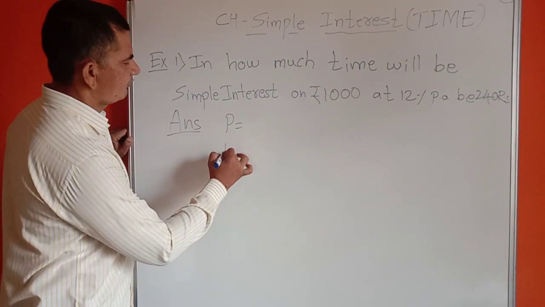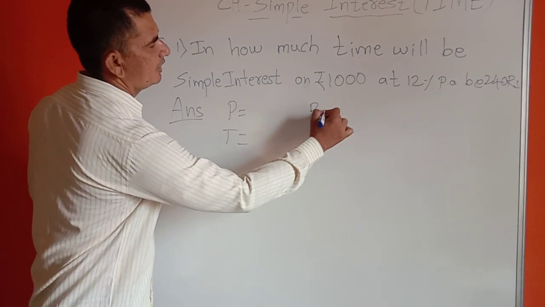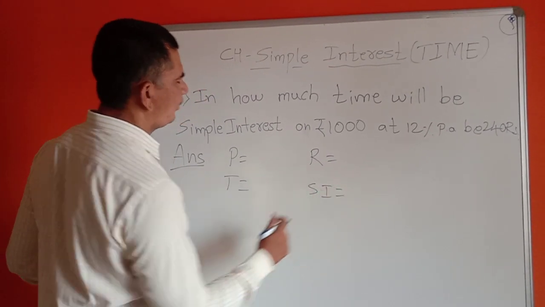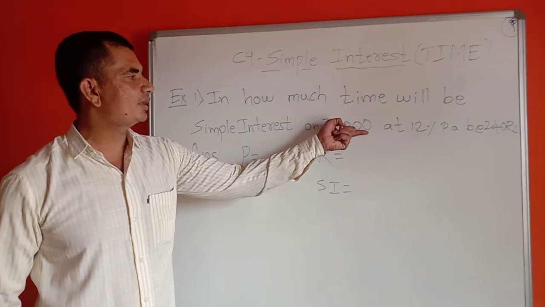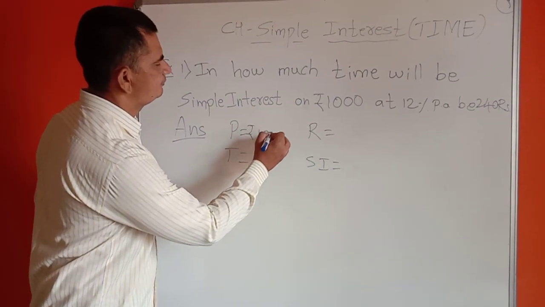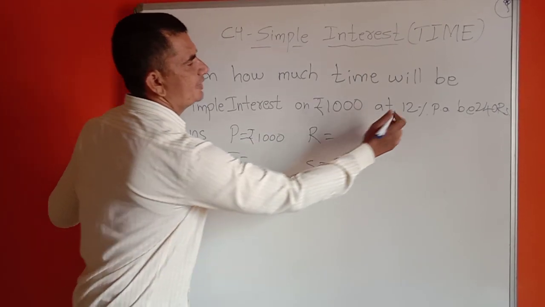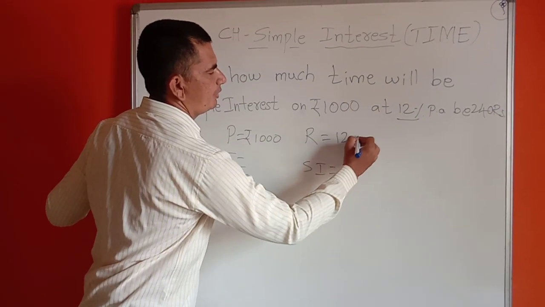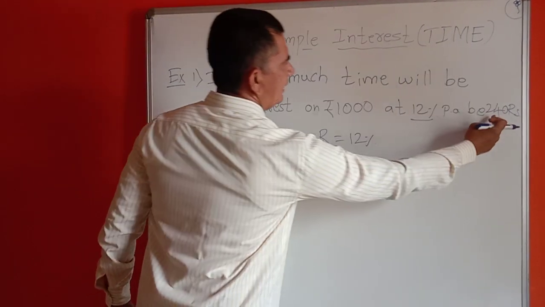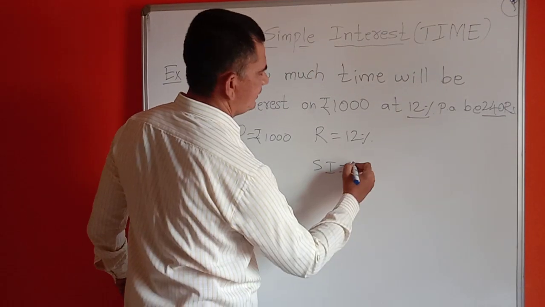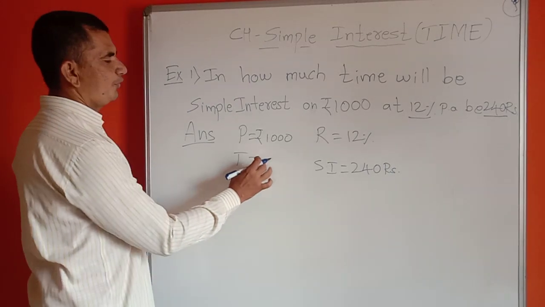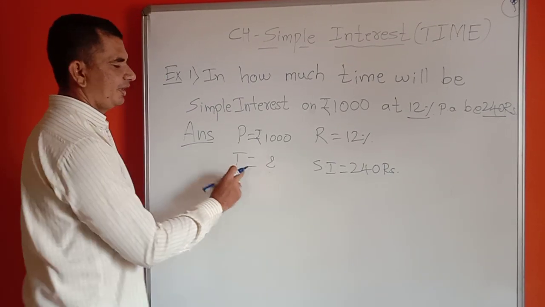Principal, time, rate of interest and simple interest. Among these, what have they given? This 1000 is the principal amount, so write rupees 1000. R, how much? It is always in percentage, 12%. Okay. Rupees 240 is the simple interest. So what do we have to find out here, students? We have to find out the time.